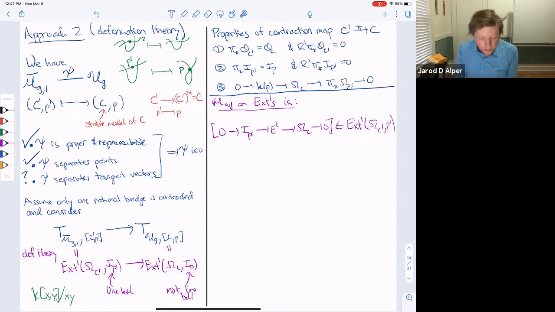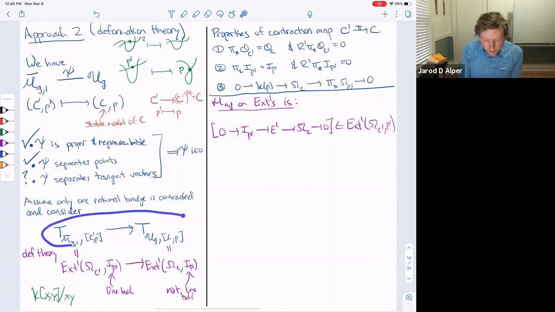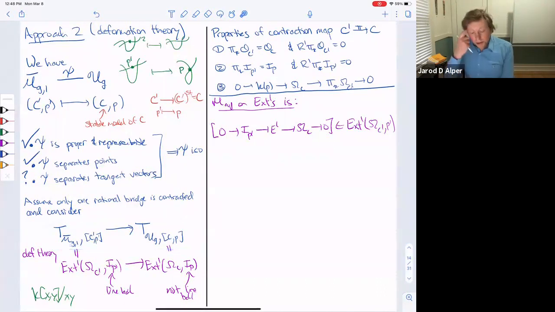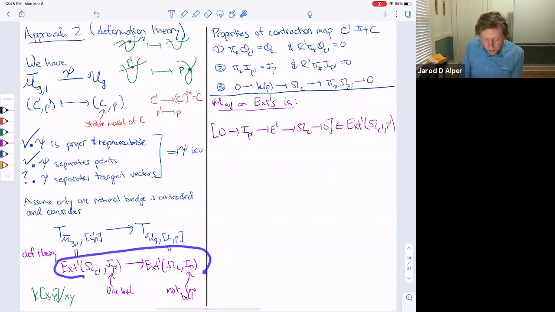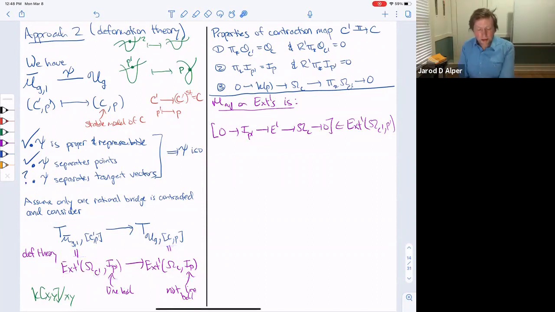Okay, so let me try to wrap up this discussion. Again, we're trying to show that this map separates tangent vectors, and so we need to analyze this map on tangent spaces. We're going to show that it's a bijection, and we need to then show that this map on X is injective. And so we start with an element on the left-hand side. So this is just some arbitrary extension. Omega C prime.